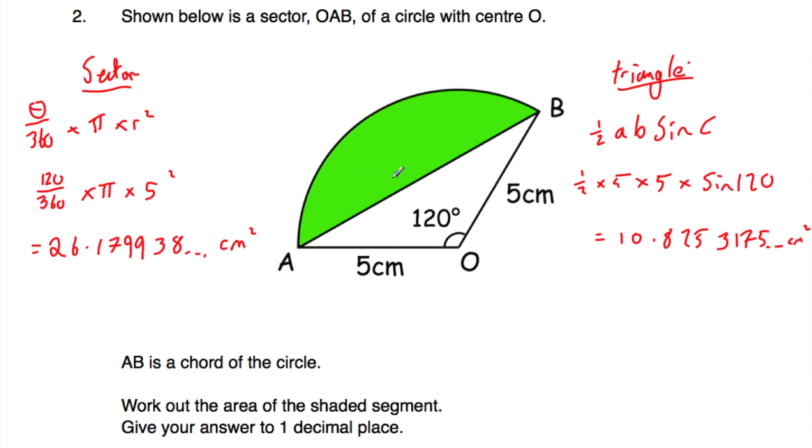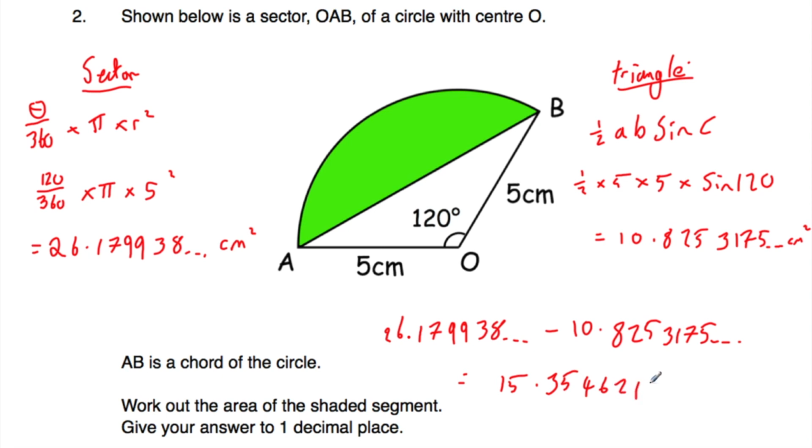So we now know the area of the whole sector, we now know the area of the triangle, so if we take them away, we'll find the area of the segment. So let's do that. So 26.179938 and so on, subtract 10.82531755 and so on. And it can be quite useful in these questions to actually store these in your calculator's memory, so that you're not rounding them, and you can use the full versions of them whenever you're doing the subtraction. But whenever we do that, we get an answer of 15.35462123 and so on centimeters squared. So that's the area of the segment.